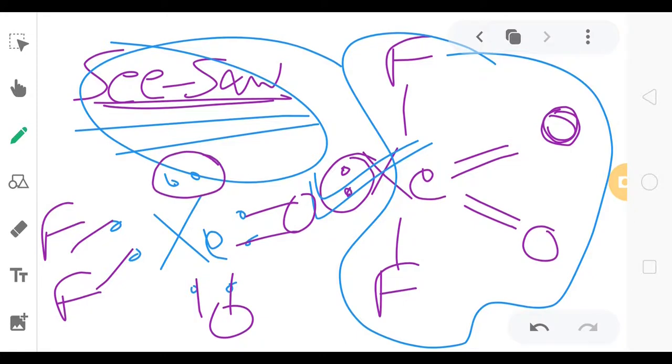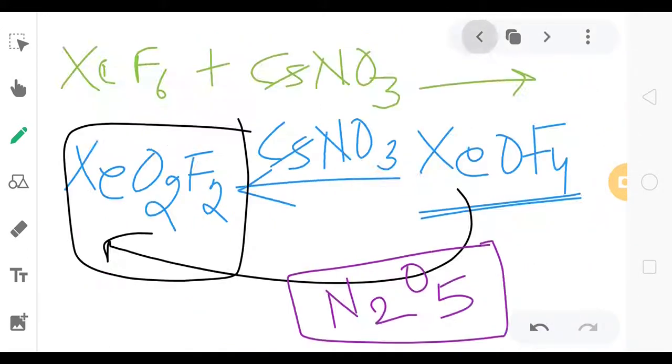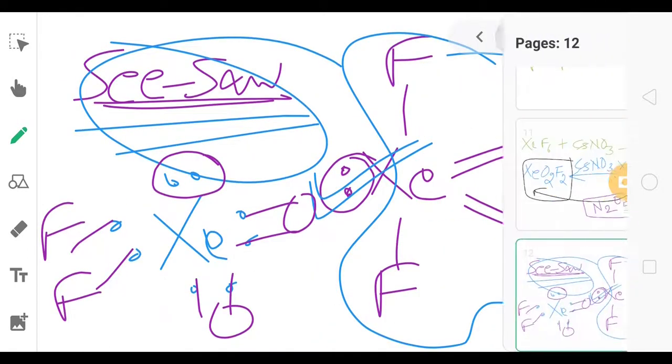So that is why I am putting this lone pair in the axial position, right? I hope this is now clear to you.